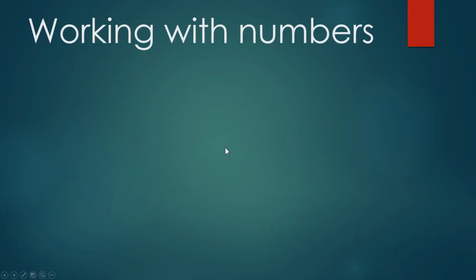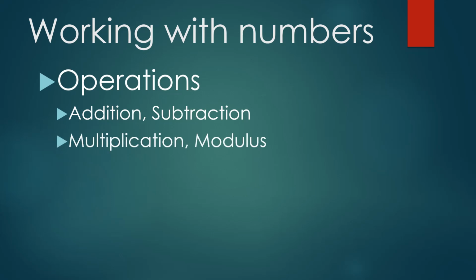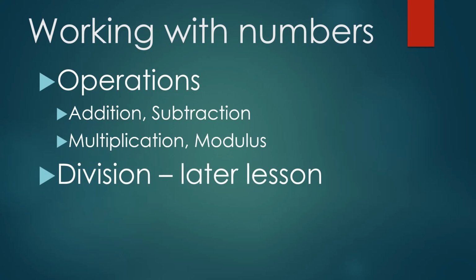So now we're going to come to working with numbers. So far we've been working with text columns. Now we're going to work with number columns and see the sort of operations that we can do with number columns, such as addition, subtraction, multiplication. We'll look at the modulus function. We won't do division in this lesson because that requires that we examine something to do with data types, so we'll cover that in a later lesson.